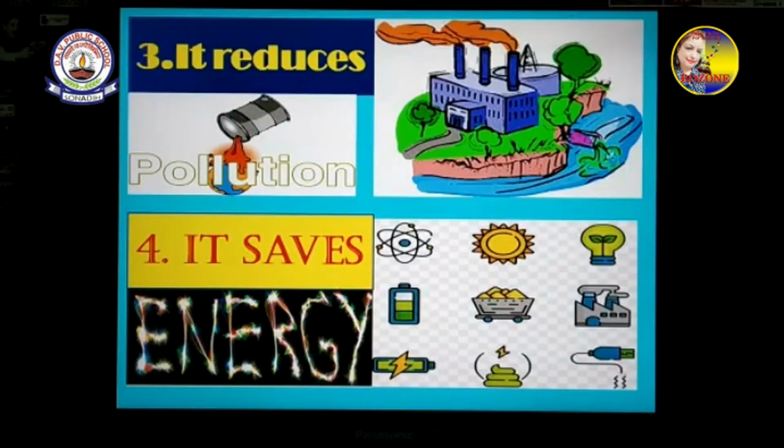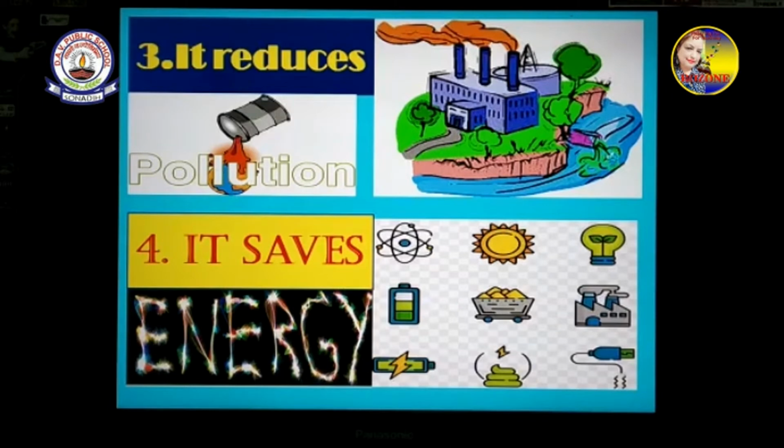Next, it reduces what? Pollution. Followed? Outside, so much pollution is there. When we take all the items and whatever waste items are there which can be recycled to the factories, then what happens? Outside, whatever pollution is caused because of the waste, that reduces.